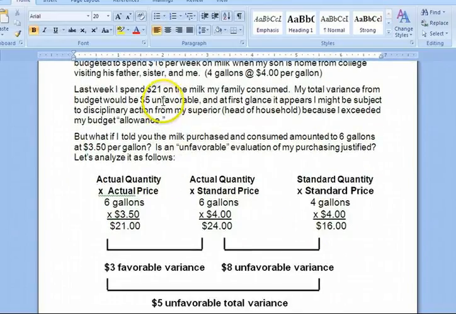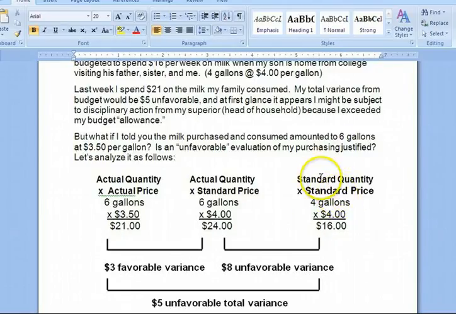$5 discrepancy came from. Under the three-column approach, in the first column we go actual times actual quantity of the milk, number of gallons of milk that I purchased times the actual price. In the middle column, I use that same actual quantity from column number 1, but this time I multiply it by the standard price. That's the budget price per gallon. And over here on the third column, it's standard quantity allowed based on the good output times the standard price.